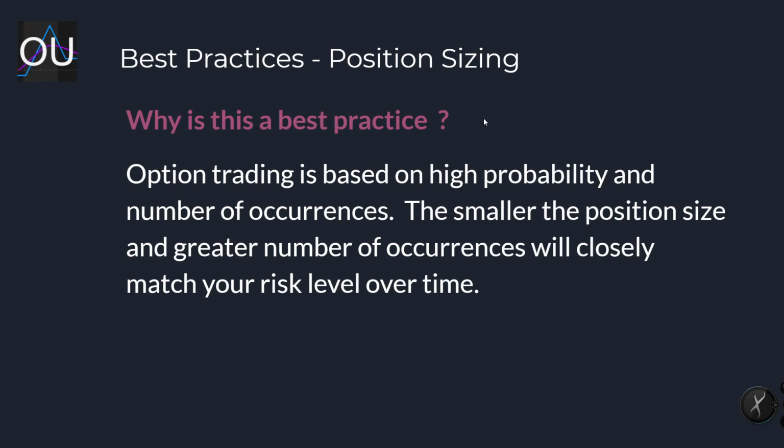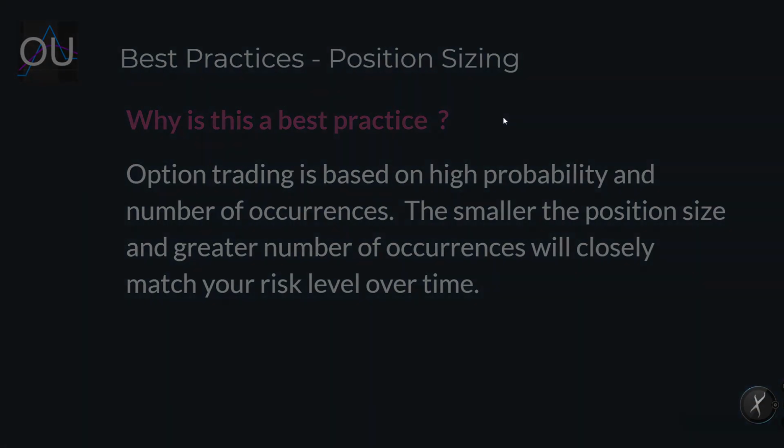If you have a low risk tolerance, then you would have smaller trades, a higher probability of profit, a greater number of trades, and you'll have more consistent profit. So over time, either strategy will reflect your risk tolerance. It's up to you to decide that risk tolerance, but keep in mind that with more occurrences over time, results will converge and closely match your risk level.